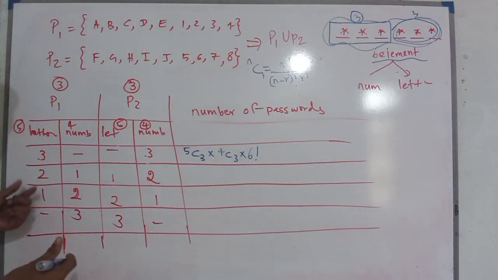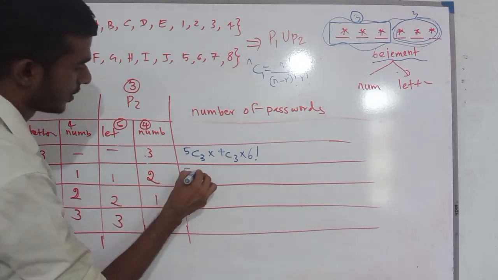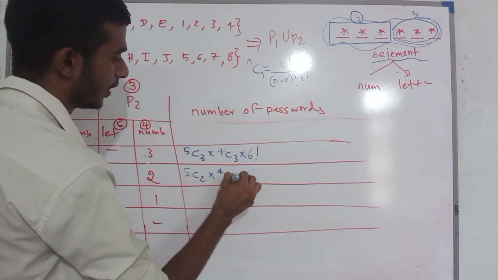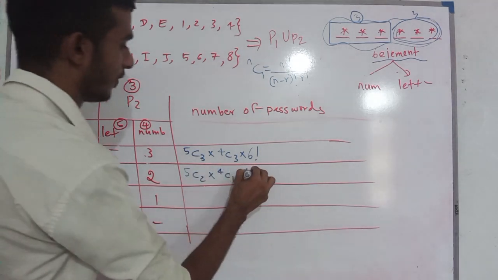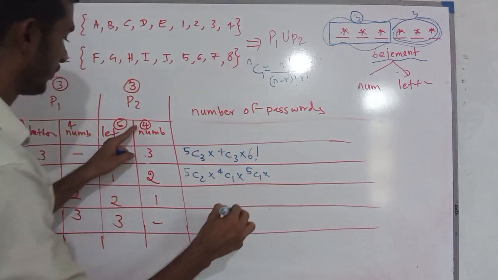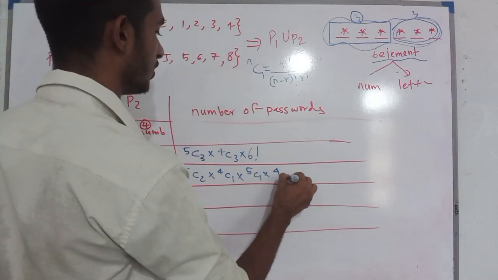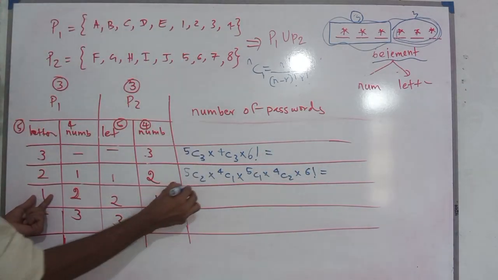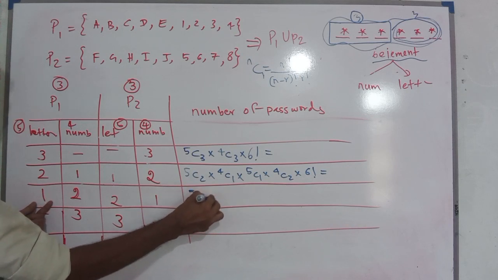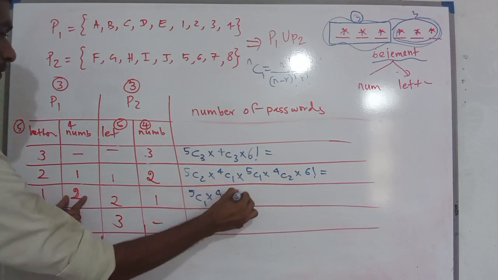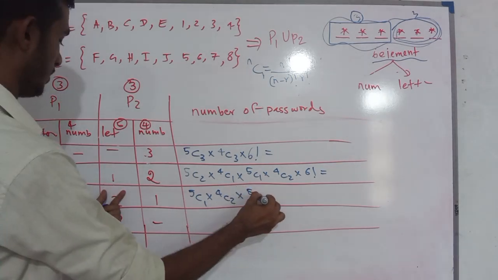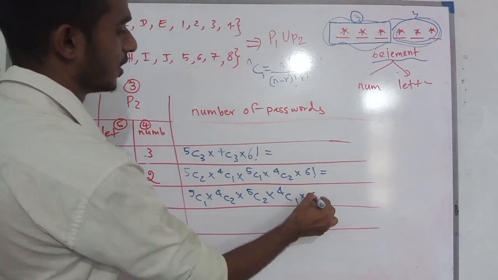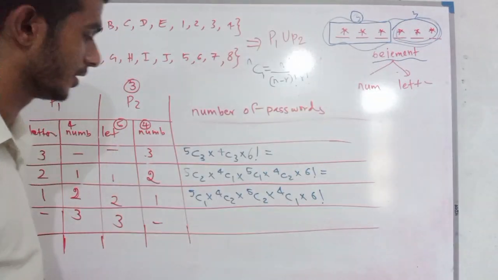Now, here 5C2 times, here from 4 numbers we select 1, 4C1 times, then 5C1 times, 4C2 times 6 factorial, don't forget, right? Then again here 5C1 times 4C2 times, 5C2 times 4C1 times 6 factorial, because we have to shuffle the elements also.